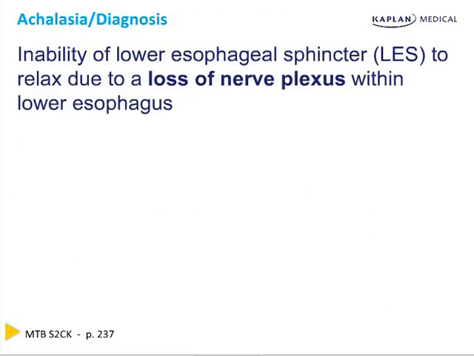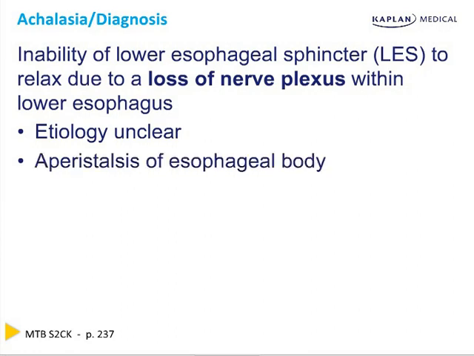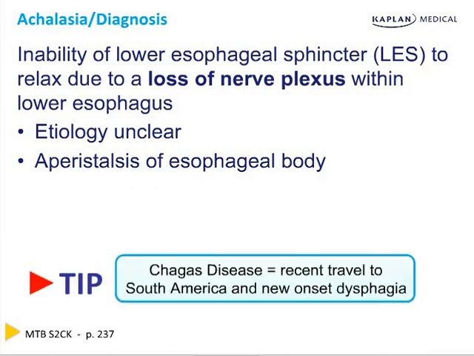Achalasia is the inability of the lower esophageal sphincter to relax from a loss of a nerve plexus within the lower esophagus. The etiology for many patients is unclear. A small proportion occur secondary to other conditions, such as cancer or Chagas disease. They all have in common aperistalsis of the esophageal body. Remember, Chagas disease is recent travel to South America with new onset dysphagia. Chagas is caused by the tropical parasite Trypanosoma cruzi.